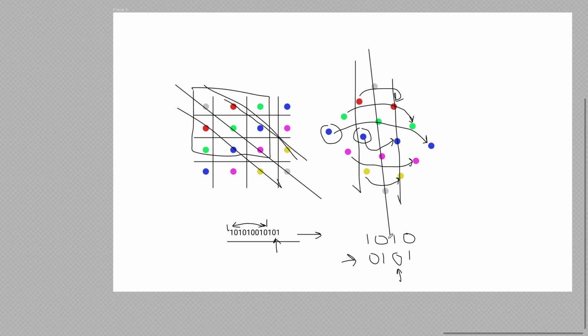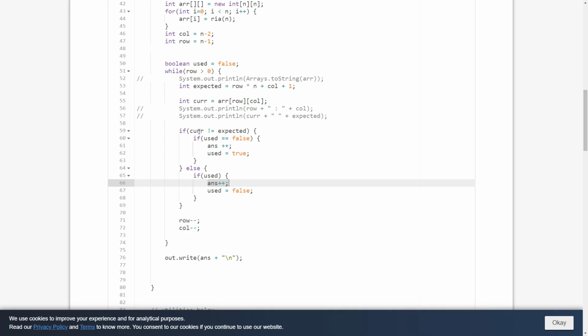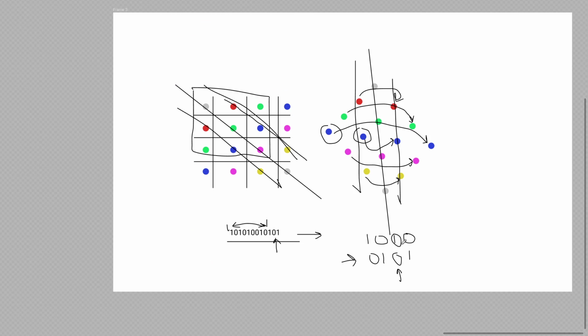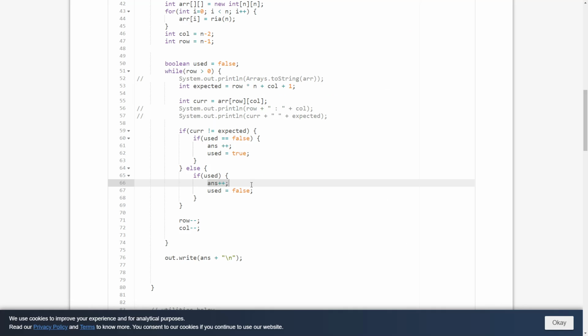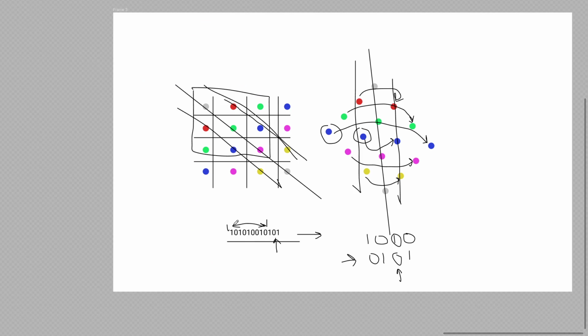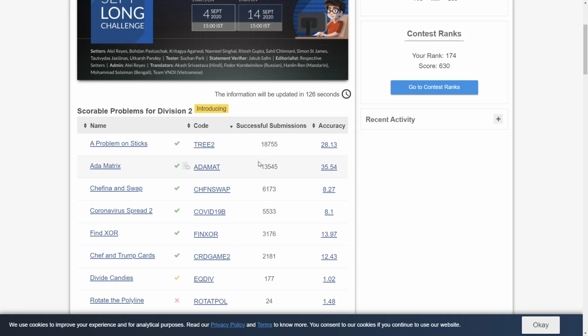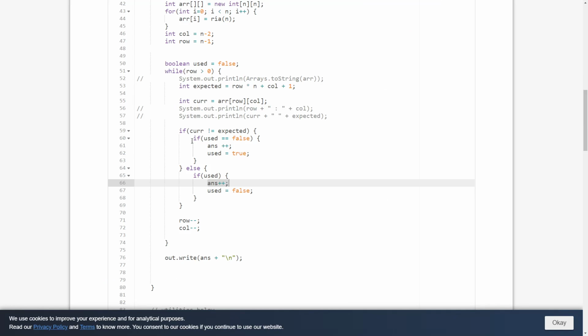So basically what I'm saying is, when I come here, although I know that current value is equal to expected, but as I have used a flip already, then I need to increase the answer. I have to do one more flip. So something like that. So think about this problem, how will you do this problem, converting all to one, and then you can just look at this code and hopefully it will make sense.